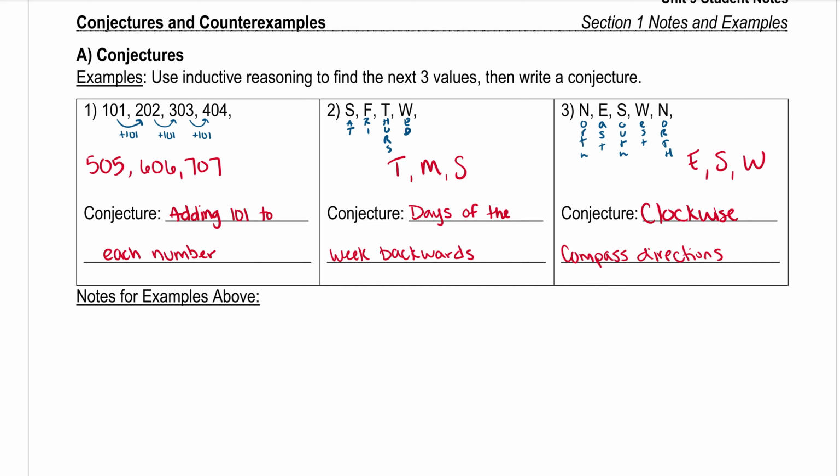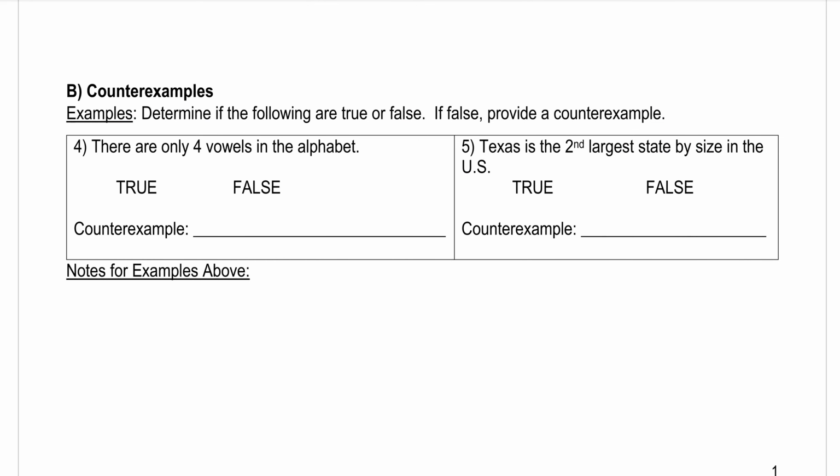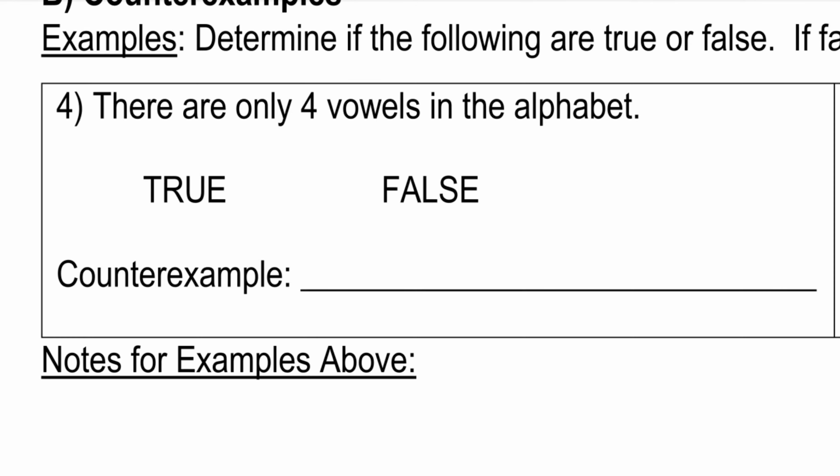Okay, the second thing for today is counterexamples. So it says, examples, determine if the following are true or false. If false, provide a counterexample. A counterexample is simply an example that proves something to be false. That's all it is. So let's look at this.